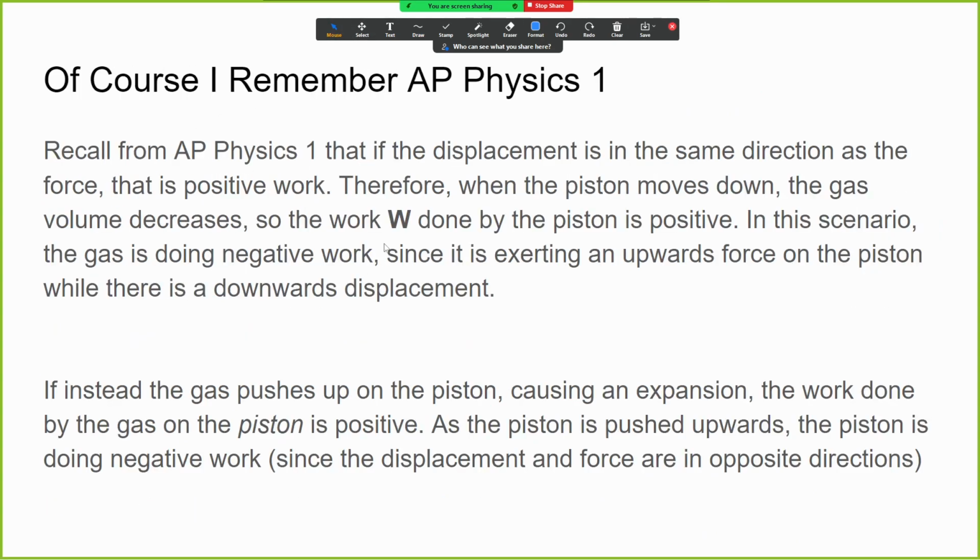And I actually have a cool chart that I'll show you here shortly, but I know that we obviously remember every single thing that I ever talked about in AP Physics 1, so if displacement is in the same direction as force, we remember that that's positive work. So if the piston moves down, the gas volume decreases, so the work that is done by the piston is positive. So in the scenario that we talked about, the gas is doing negative work since it's exerting an upward force on the piston while there is a downward displacement.